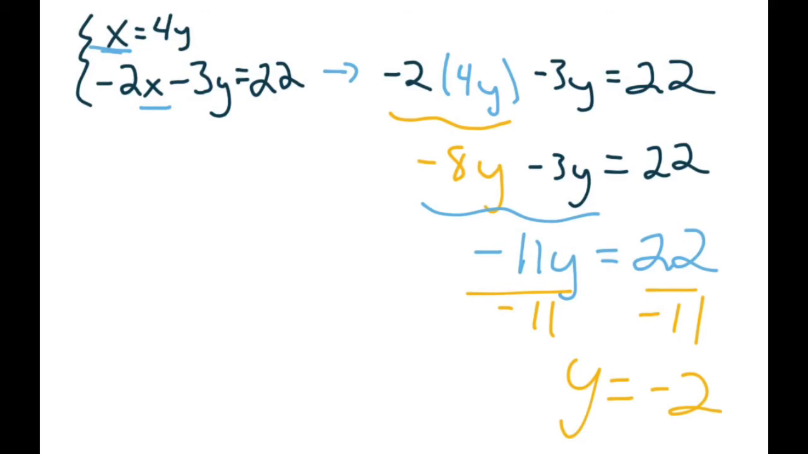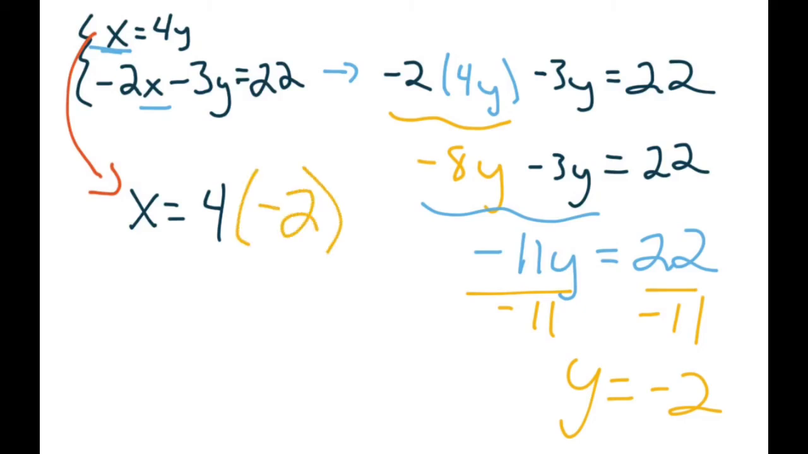Now that we found y, we have to go back and see, do we know what x is? We know x equals 4y, so let's use this equation here, x equals 4 times y, and we know y is negative 2, so let's replace the y with the negative 2. We're going to put negative 2 in for y.